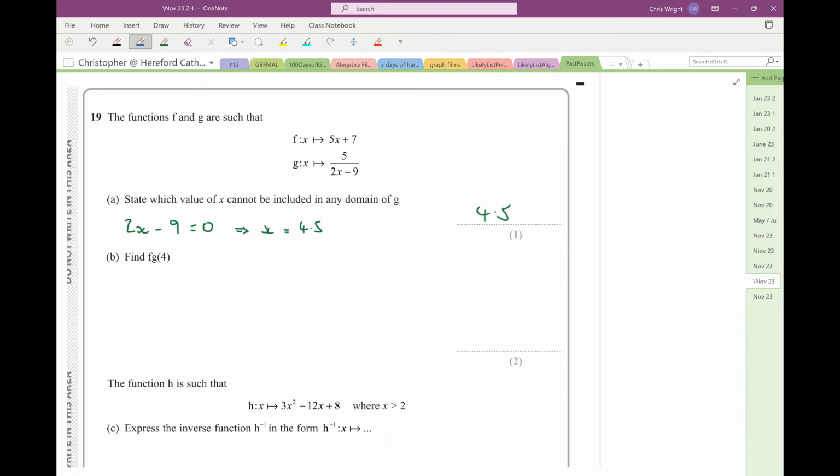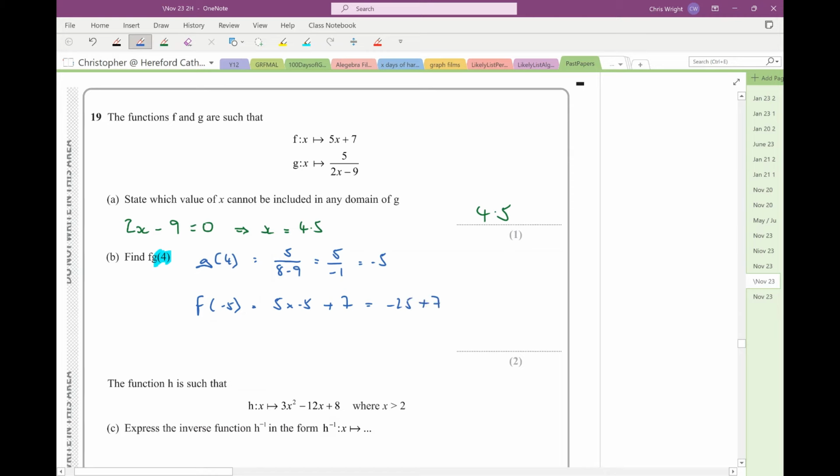Find f of g of 4. So I'm going to do g of 4 first. Now if I do g of 4, then I get 5 divided by 2 fours are 8, minus 9. So I get 5 divided by minus 1, which is minus 5. So now I'm going to take the value of g of 4, which is minus 5, and f that. So now I'm going to f minus 5. So that's going to be 5 times minus 5 plus 7, which is minus 25 plus 7, which is minus 18. So fg of 4 is minus 18.